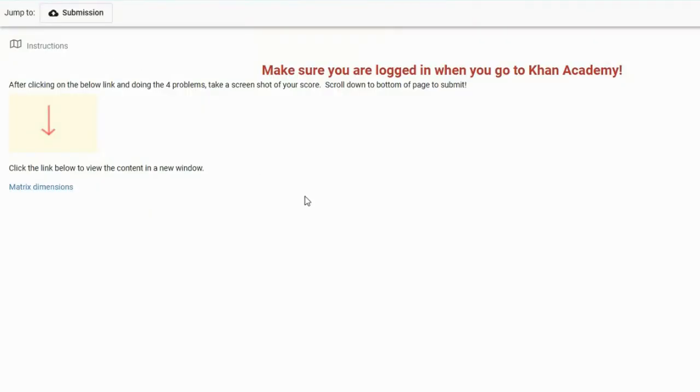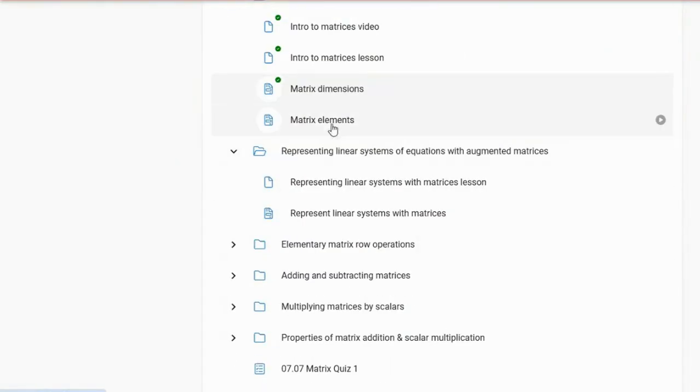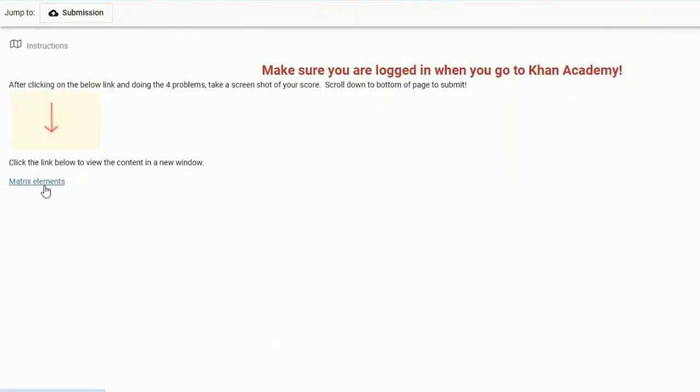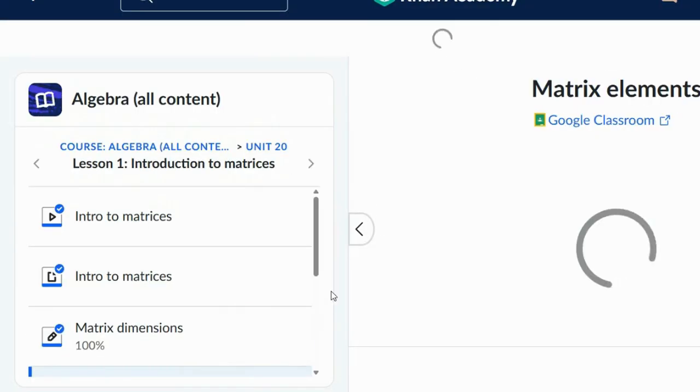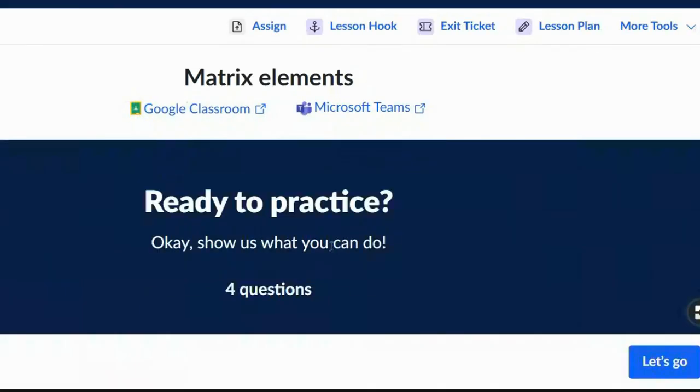All right, so we've done this assignment. Let's look. Matrix elements is our next assignment. So we'll look at that. Same situation. Click here. It's going to take us to Khan Academy, ready to practice 4 questions. I'm going to close this little thing on the side. Matrix elements.